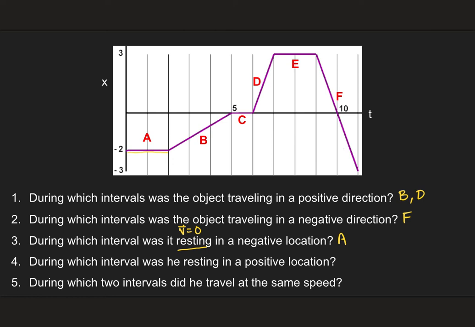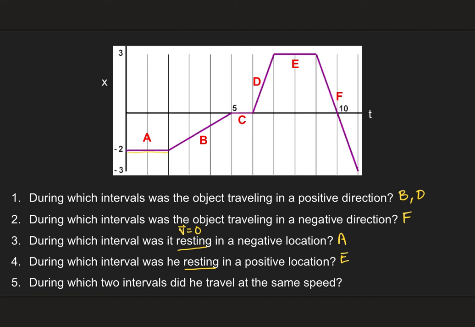Next question. During which interval was it resting? It says he. I've got mixed pronouns. That's okay. During which interval was it resting in a positive location? Again, ding, ding, ding. It should go off in your head. Resting means no velocity, 0 velocity, horizontal line, 0 slope. In a positive location, this is going to be E.